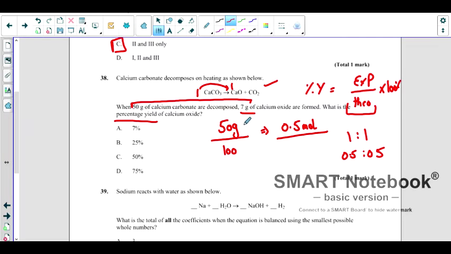You should get 0.5, but you are getting how much only? This much, 7 grams, which you convert into moles to check the yield. It is 7 over 40 plus 16, it's around 0.125. So when you solve it, how will you get the answer? Experimental yield, which is 0.125, divided by theoretical yield, which is 0.5, times 100%. 0.125 divided by 0.5 times 100%, the answer is 25%. This is the correct answer for this.